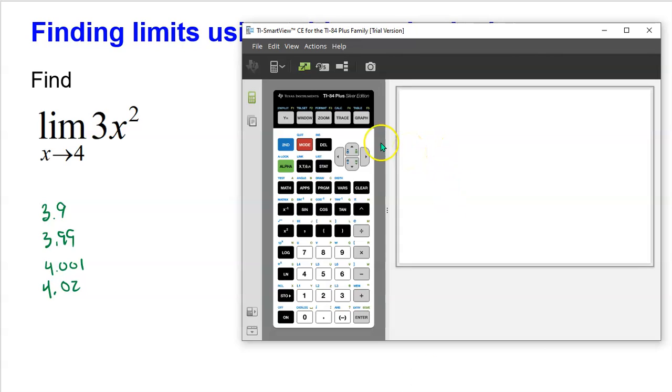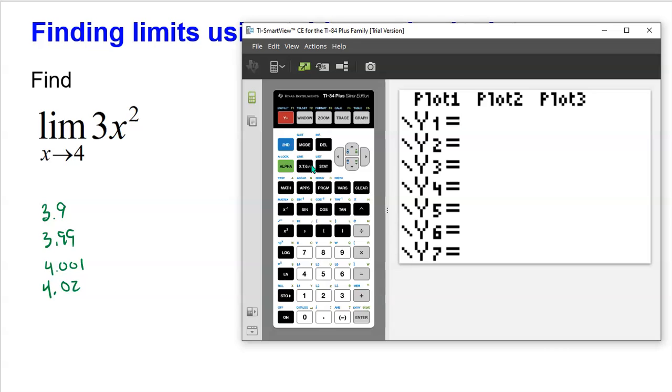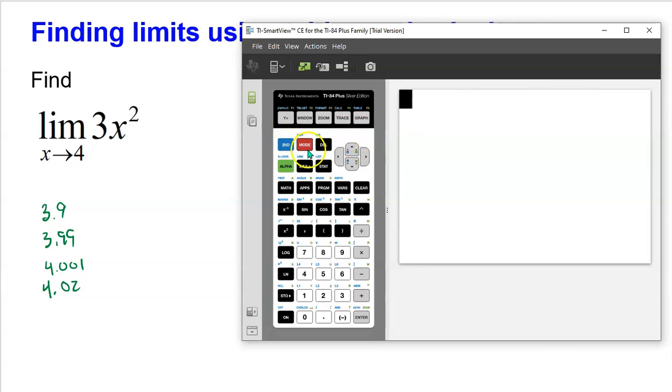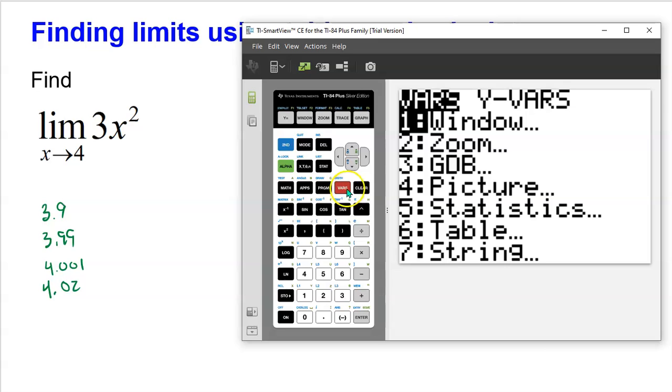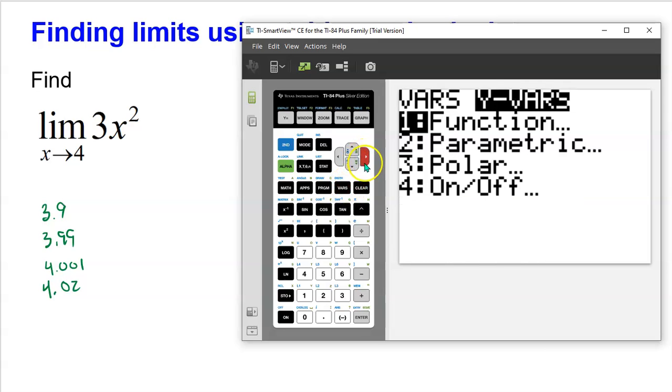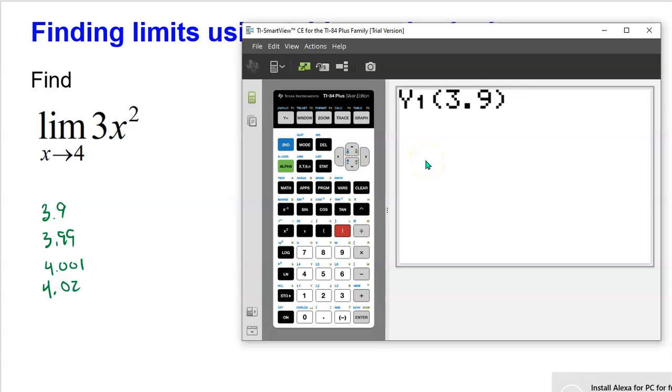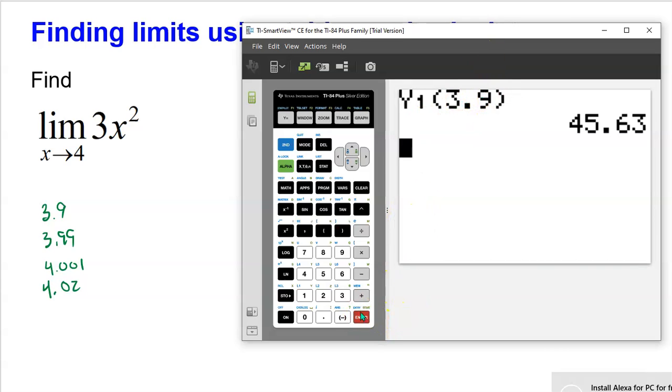Now, a couple of nice ways to do this, just to make it simple and fast, especially because we're going to plug in a couple different values, is if you go to y equals, and in y equals, type in the function 3x squared. Once you go to the home screen, you can hit vars, which stands for variables. It's right down here underneath the down arrow. Slide over to y vars, go to function and grab y1. And then we can actually ask the calculator to plug in 3.9. So we're telling the calculator, plug in 3.9 into y1. You've got to use those parentheses and it'll give you the answer, 45.63.